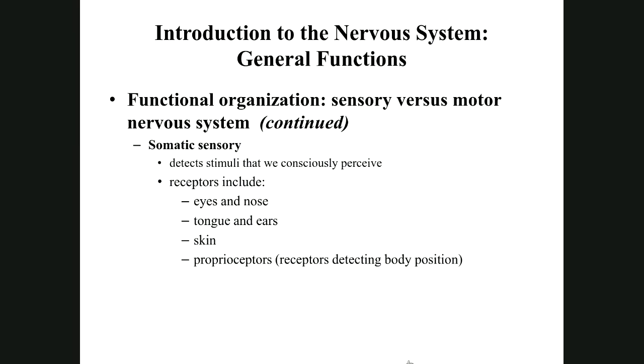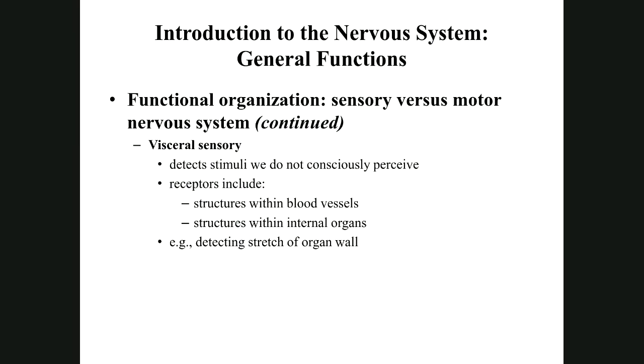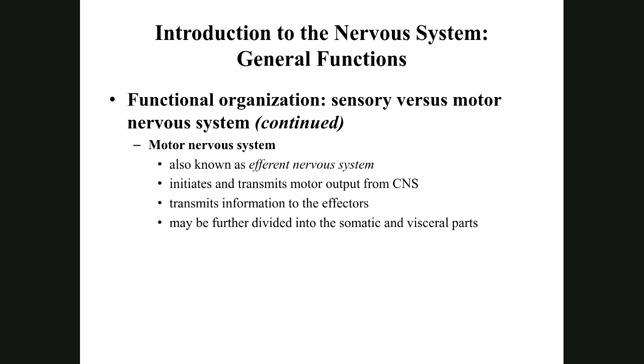So really kind of telling us about the outside environment versus visceral sensory. Visceral, of course, refers to organs. So this is going to tell us about what our organs are doing inside of our body. And this is stuff that we don't really pay attention to. We don't consciously perceive this. So the visceral sensory kind of tells us about blood pressure and the conditions inside our body. And somatic sensory tells us about the outside.